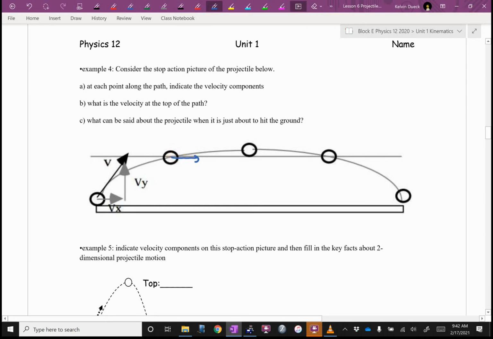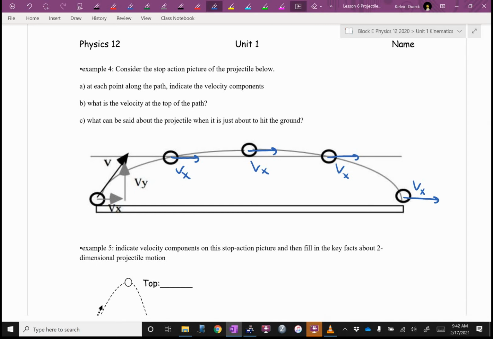What about at the top? How big is Vx? The same size as before. What about coming down? How big is Vx? The same size as before. What about when we hit the ground? How big is Vx? The same size as before. Why? There's no horizontal acceleration. Ax is zero.